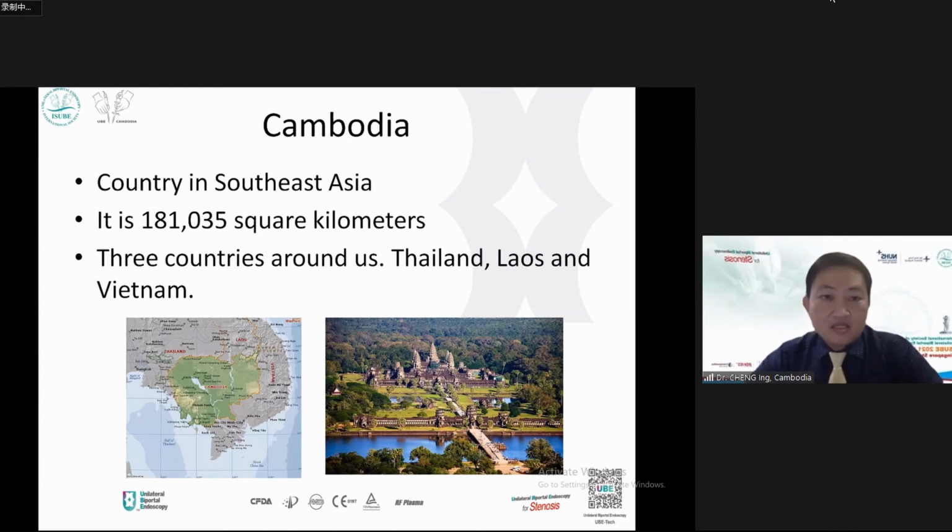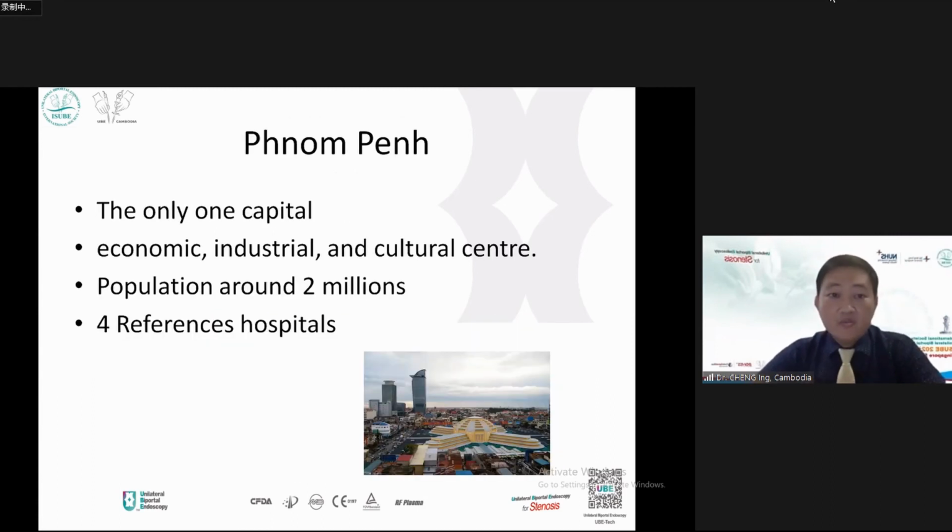It is 181,000 square kilometers. There are 3 countries around Cambodia: Thailand, Laos, and Vietnam. This is Angkor Wat Temple. Phnom Penh is the only capital, the economic center, with a population of around 2 million.